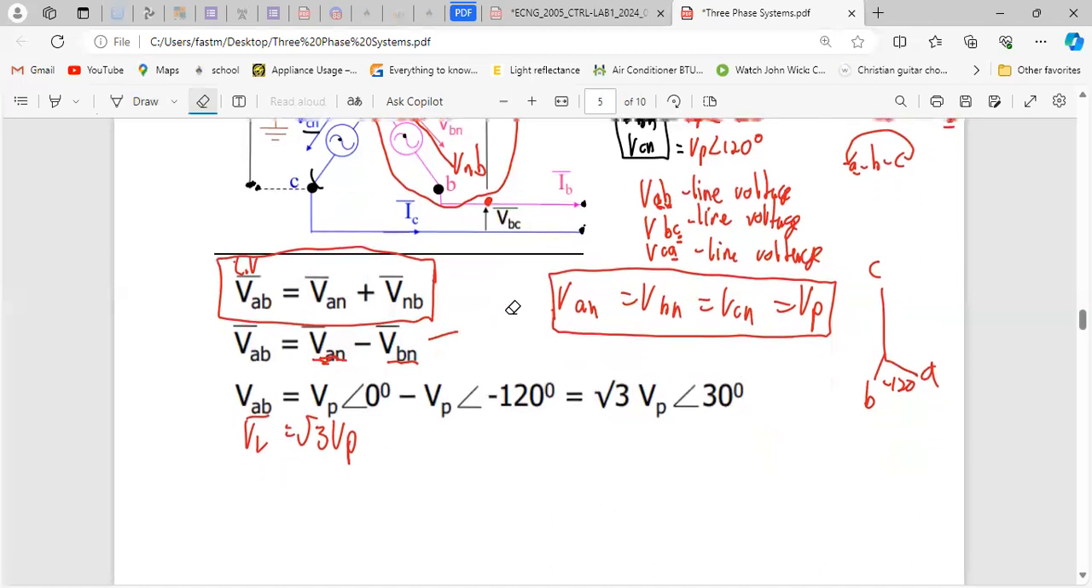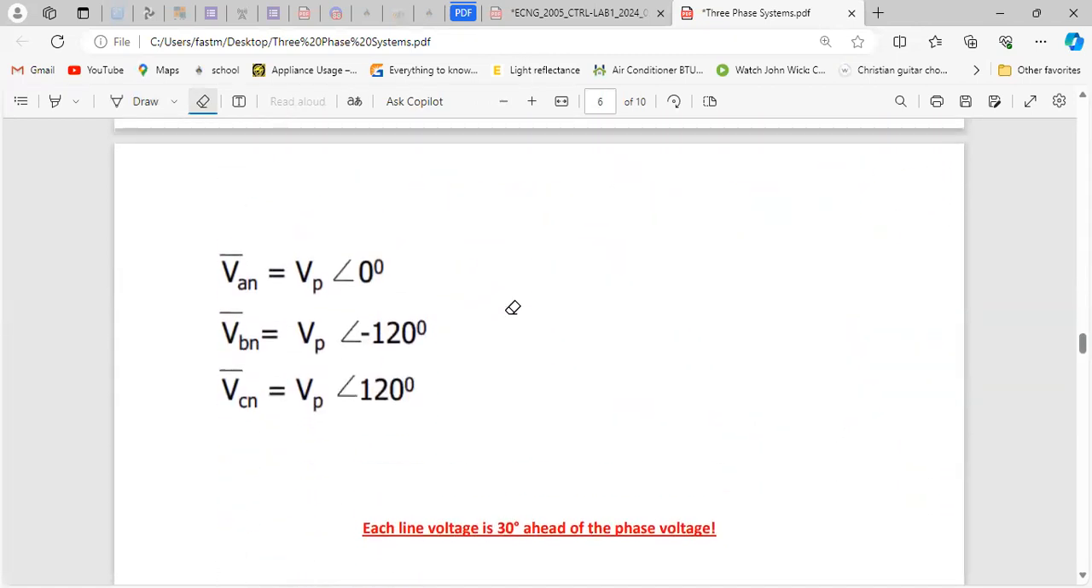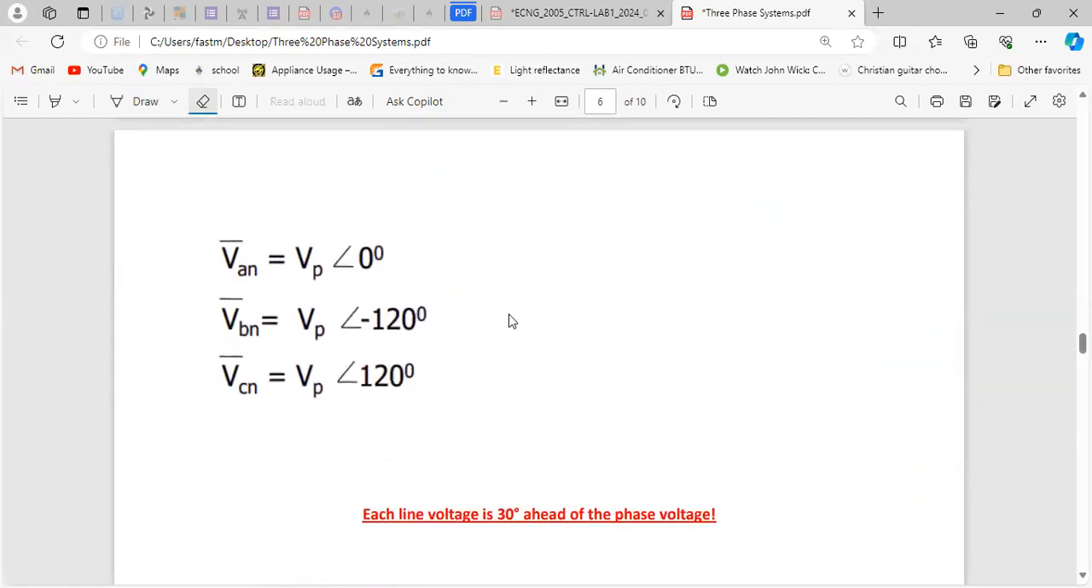Anyway, that is star, and that is basically what I'll show you just now. You'd probably write VAN is VP angle 0, VBN is VP angle minus 120, and VCN is VP angle 120. And like I told you before, each line voltage is 30 degrees ahead of the phase voltage.